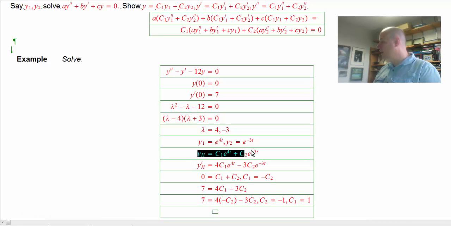So now I can write my solution with the constants in it. C1 is equal to 1 and C2 is equal to minus 1. If I were to sub in t equal to 0, I get 0. If I'm differentiating this and then sub in 0, I get 7. I know this solves the differential equation because it has the correct eigenvalues. It's now a linear combination of the e to the proper eigenvalues t. How does that sit with you?